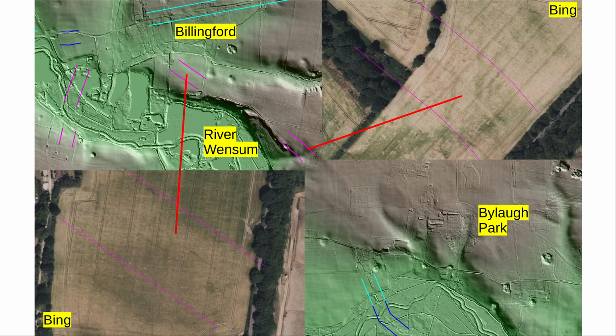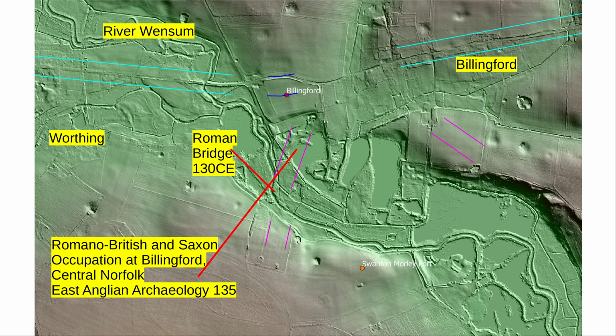Now we are getting close to our destination. The road appears twice more, first showing the road surface, and then near Billingford itself the side ditches. We finally reach our destination, the Roman settlement at Billingford. The new Roman road joins an east-west Roman road as it crosses the River Wensum, and the Roman settlement lies just to the east of that crossing.